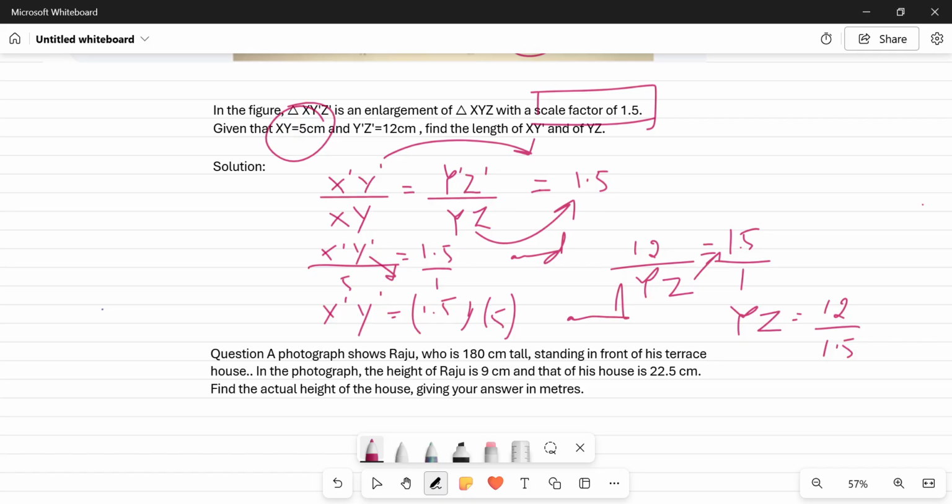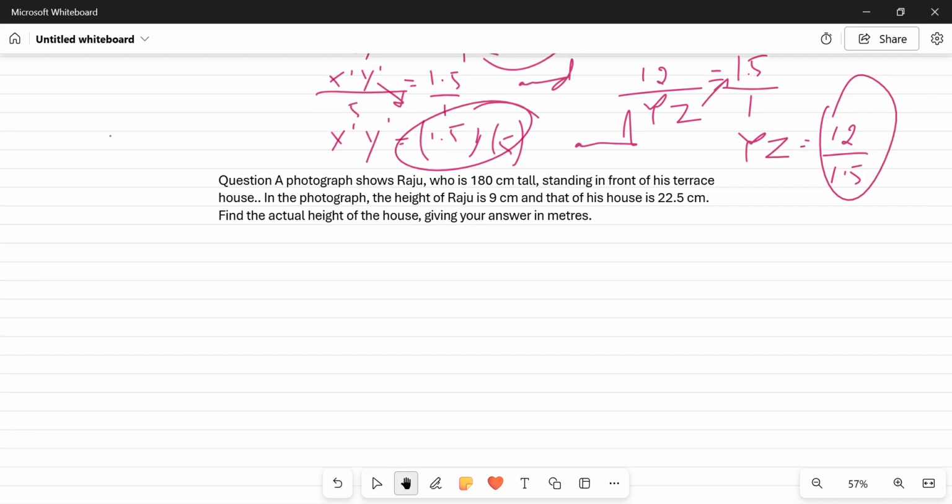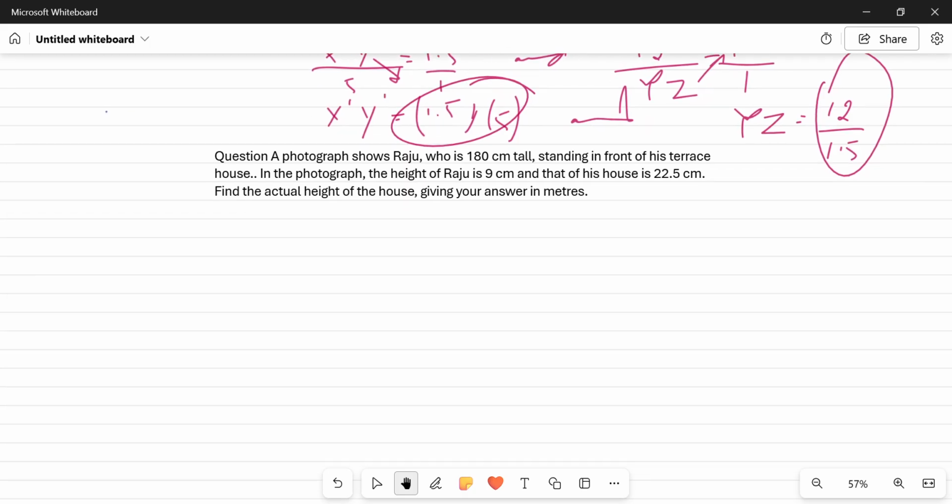Now the next question. Here you need to multiply, but here you need to divide. A photograph shows Raju, whose height is 180 centimeter, standing in front of his terrace house. In the photograph, the height of Raju is 9 centimeter and that of his house is 22.5 centimeter. We need to find the actual height of the house.